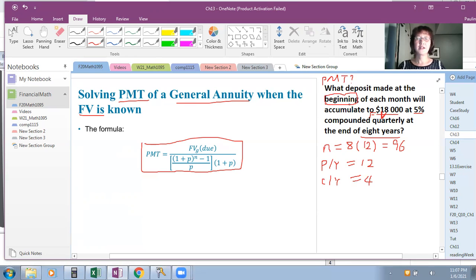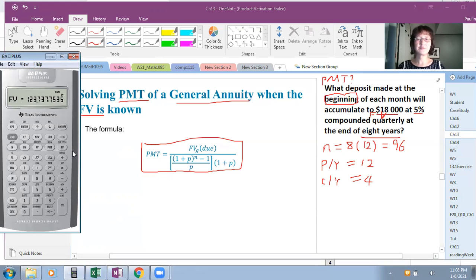Okay. So now let's use a calculator to do it, then Excel. Finally, we can use the formula, 3 methods again. So this time I'll do the calculator first. So second, quit. Make sure it is in begin mode here, BGN. And then second, PY. PY equal to 12. Enter. Down arrow key, you see CY. CY is 4. Enter. Second, quit.